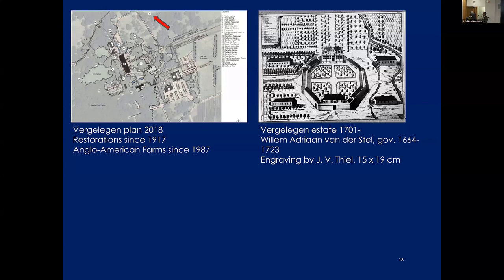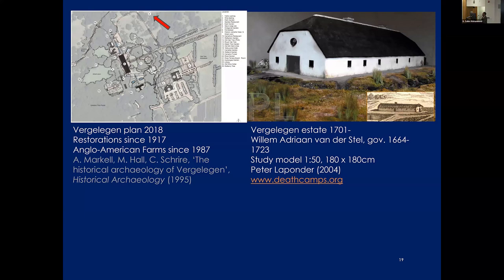And here is a map from the time of the renovations. Here we see at the red arrow the location of the slave lodge. The larger estates such as Vergelegen would have a separate building for their slaves. I think it corresponds to that one. Whereas in smaller Dutch estates, the slaves would sleep in the kitchen or in the general barn belonging to that estate. This is a reconstruction of the archaeologically excavated barn at Vergelegen by Peter Laponder, and he did this reconstruction on the basis of the maps, actually.